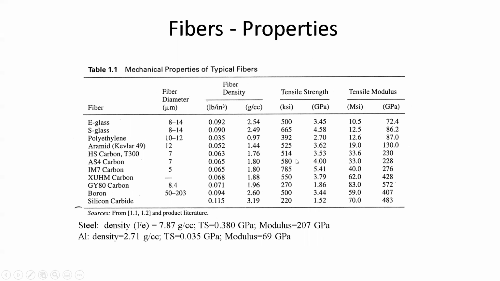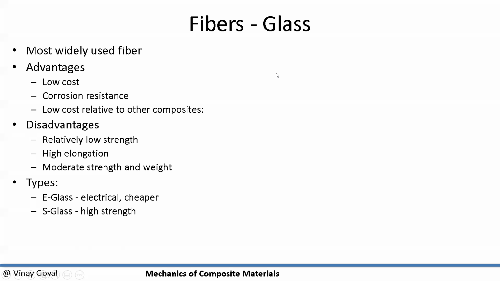GPA, not grade point average, but gigapascals. So amazing stuff. Great performance across the board. So going back, E is for electrical, S is for strength, and there are other types of glass. For example, you may have T glass, which is for thermal. R glass is going to be for reinforcement. You're going to see A glass for alkaline and other applications as well.